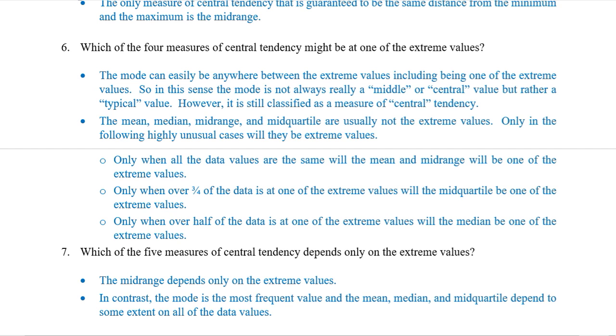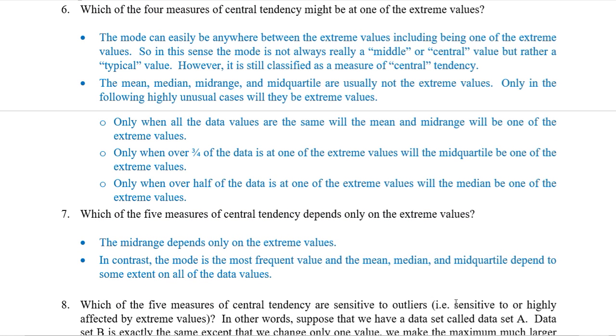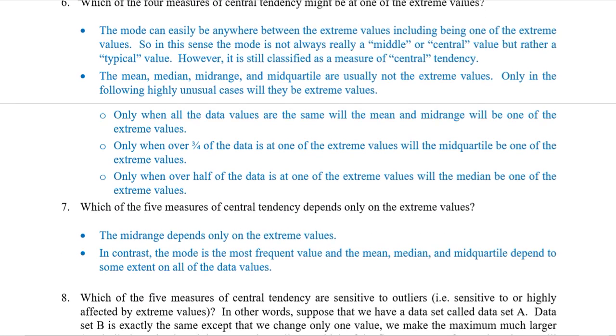Certainly the mean does, because you're actually adding up all the values. The median is something about how those values are distributed throughout there, and the mid-quartile has to do first with getting the quartiles and then taking halfway between those. So they all are influenced, at least to a certain degree, by other values besides the maximum and minimum. But the mid-range, that's exactly what it's determined by. Only the extreme values.